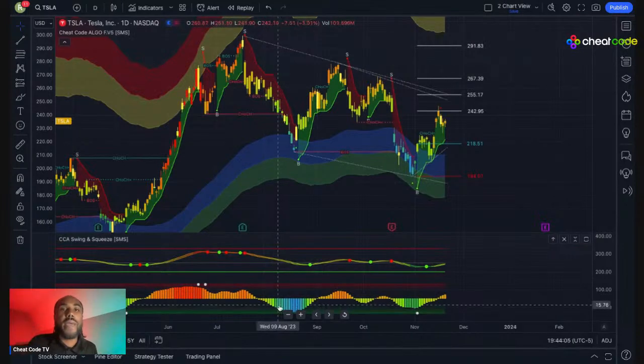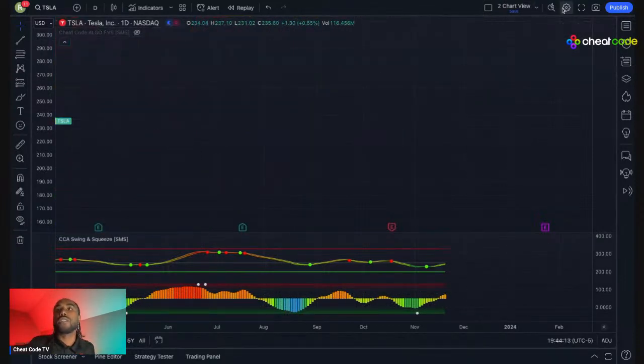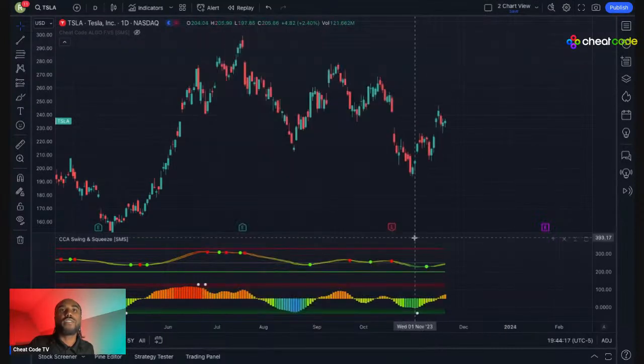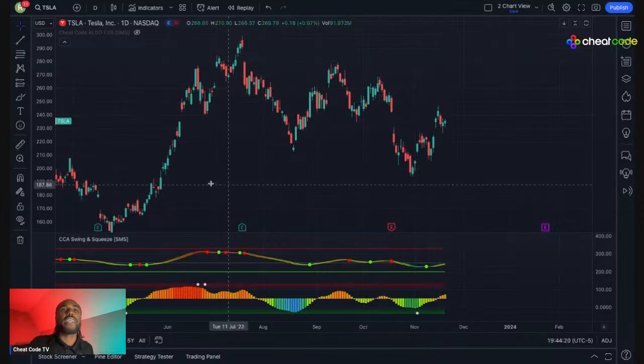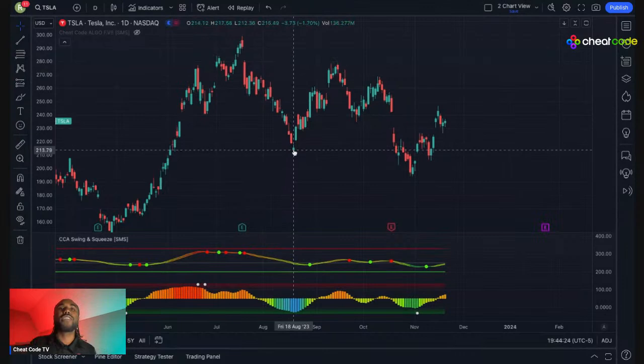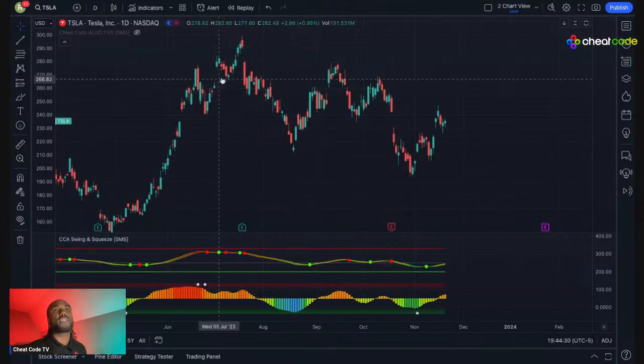Now, this is where the heat map comes in, right? So you can see where price is cooling off here. So a lot of people, if you don't have cheat code algo, this is what you're looking at. I just feel so sorry for people. Somebody's like, man, buy the dip. And you're like, I don't know. I think Tesla could go down to 160. They're saying it's going to go to 160, right?